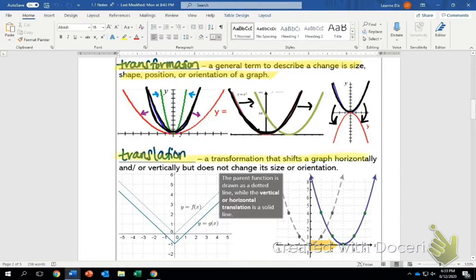A translation is specifically when you move left or right or up or down. It is a transformation that shifts the graph horizontally or vertically, but it does not change its size. So it doesn't become skinnier or wider, and it doesn't change its orientation, which is when it flips upside down. The important thing to know with this is that typically you are going to be given the parent function instead of as a black line, but as a dotted line.